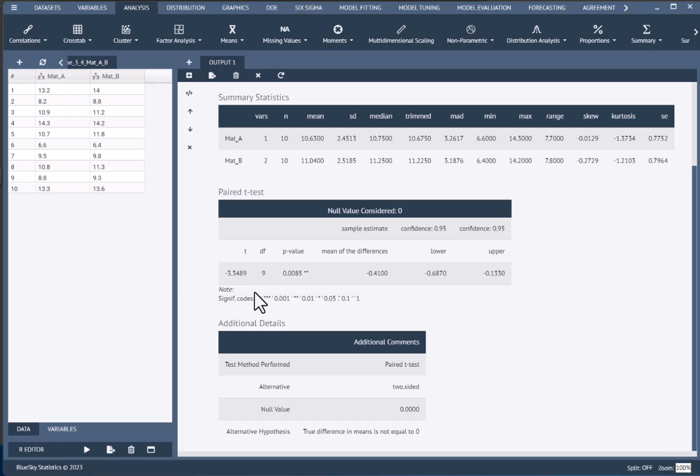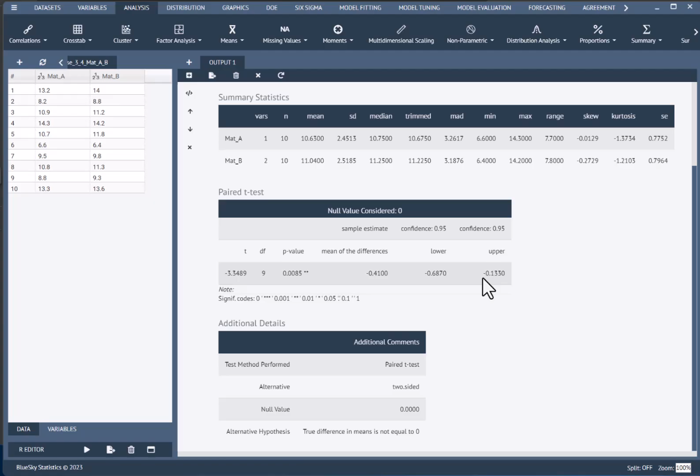So we look at the paired t-test section of the output, and we see that the t-value is minus 3.3489, and the p-value is very small, much less than 0.05. So in our previous test, we had an insignificant difference, but now we have a highly significant difference. The mean difference is minus 0.41, and the confidence interval goes from minus 0.687 to minus 0.0133.